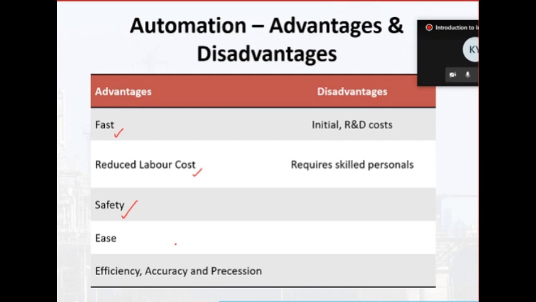But the disadvantages are these two: initial and R&D costs. Although they reduce the labor cost, to build that plant or to do research and development for your plant, you have a plant and you form a team to research and decide to change it to a completely automated plant, then you have to invest. That investment is going to be high. Also, to design the system and in some cases to maintain it, you may require skilled personnel. For maintenance, you cannot use a person who doesn't have technical understanding of the system which was designed. Even in Sri Lanka, most automated plants use their own staff for small maintenance, but beyond some extent they have to go to the organization which designed and implemented that system.